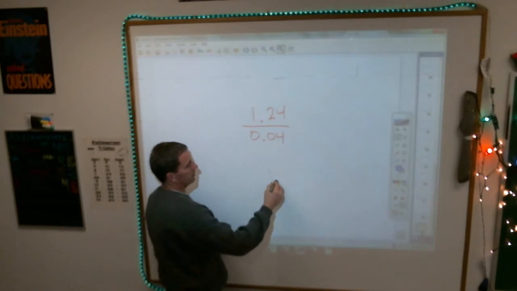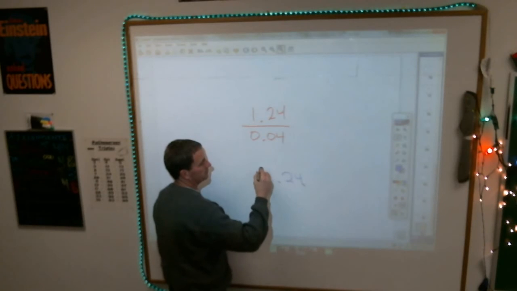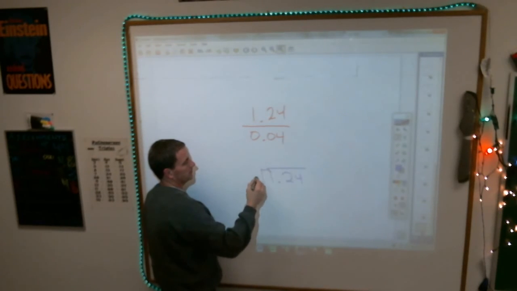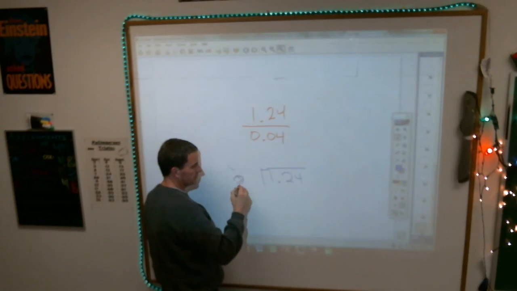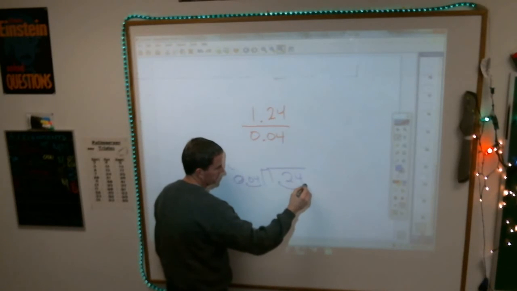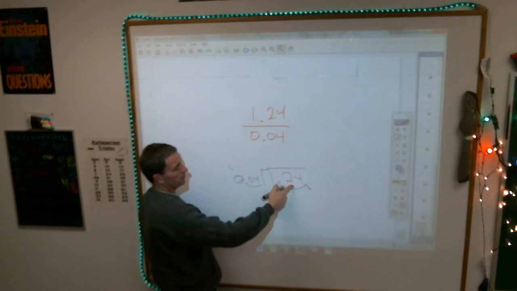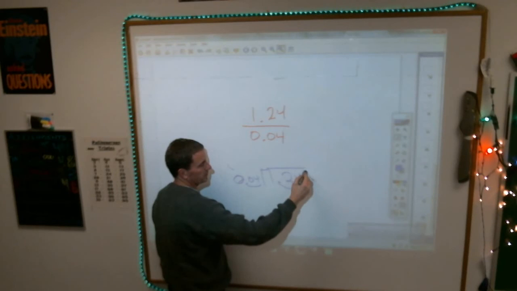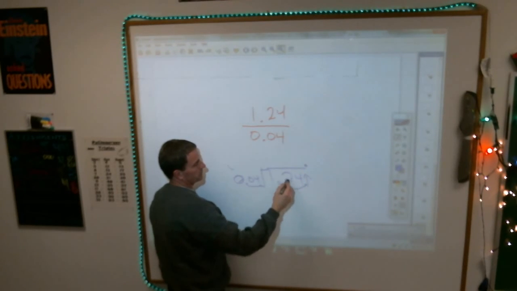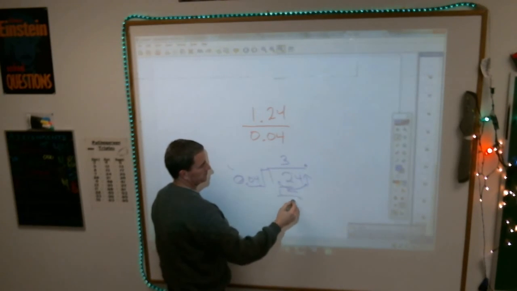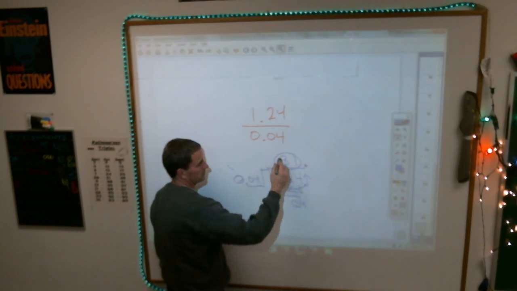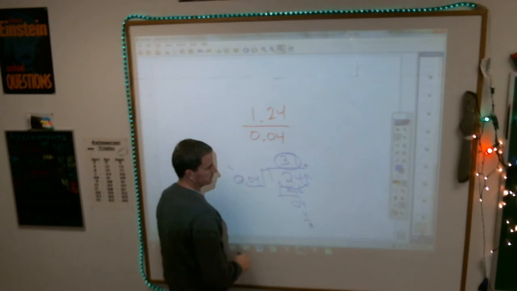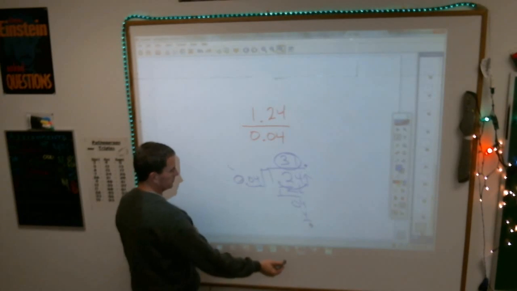It is 1.24 divided by 0.04. Move the decimal 2 places. Move the decimal 2 places. It's like 4 into 124 now. The decimal would go straight above here where it ends up. 4 goes into 12 3 times. Bring down the 4. 4 goes into 4 once. Questions, problems, issues?